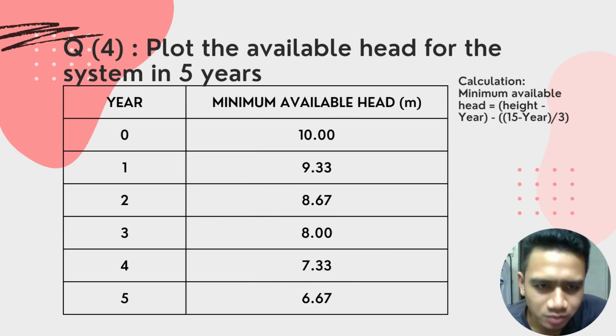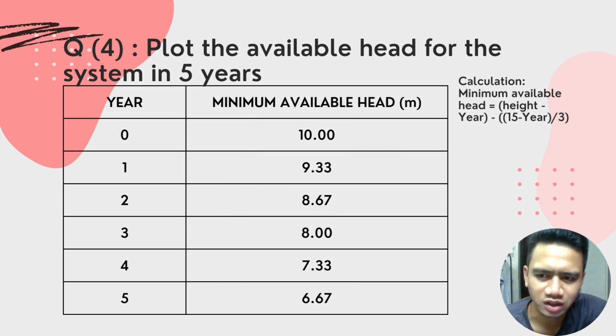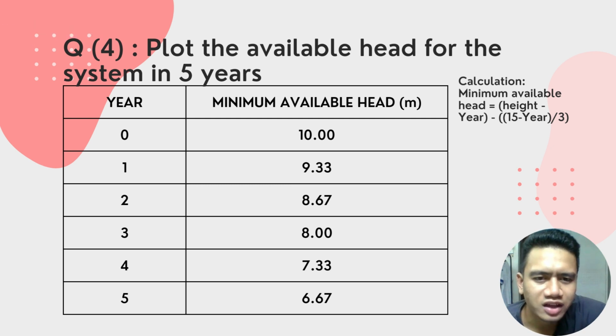For the next question, plot the available head for the system in 5 years. For the next 5 years, if the water reservoir level declines by 1 meter per year, we need to plot the available head for the system in 5 years. For the calculation, we use the formula height minus year, which is 15 minus year over 3, for the next year.